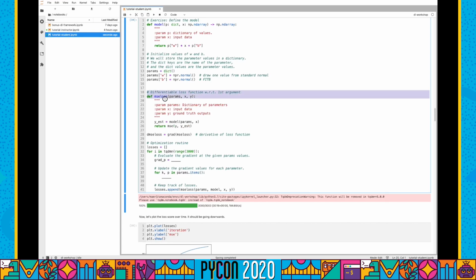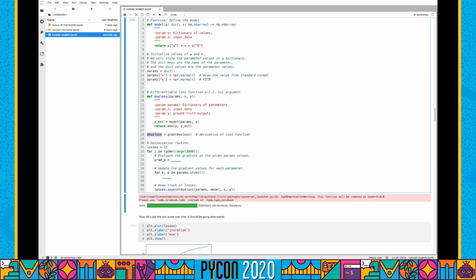Right, so this is the differentiable loss function. Remember, everything inside here is defined with NumPy and Python. Everything inside here is also defined with NumPy and Python. So what that means is, we can actually define the gradient of the MSE loss simply by calling on grad and obtaining the derivative of the MSE loss function.